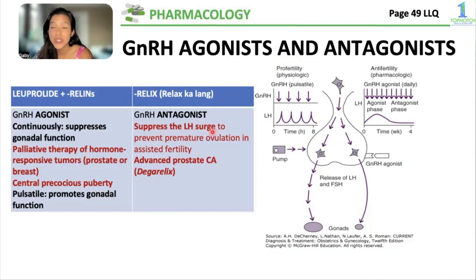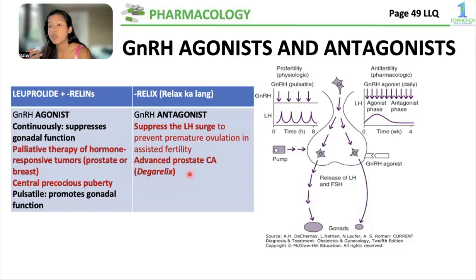Kasi remember, gusto natin na timed yung ating LH surge. Gusto natin na tayo magde-decide kung kailan tayo mag-harvest ng egg. So we want to suppress the normal LH surge. Therefore, we give a GnRH antagonist. It can also be used in advanced prostate cancer, particularly your degarelix, okay? Because prostate cancer is hormone responsive.